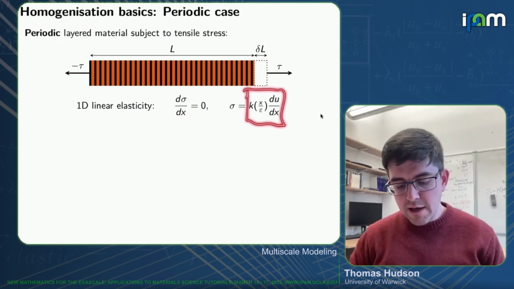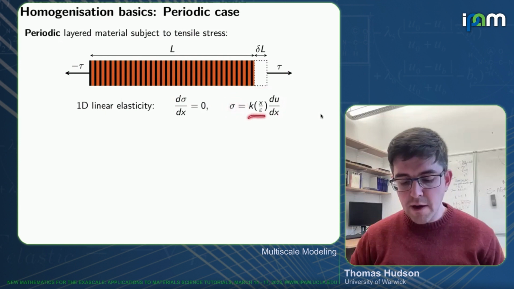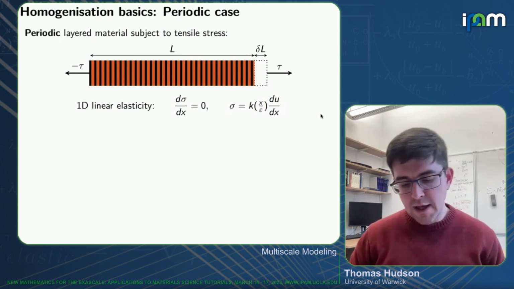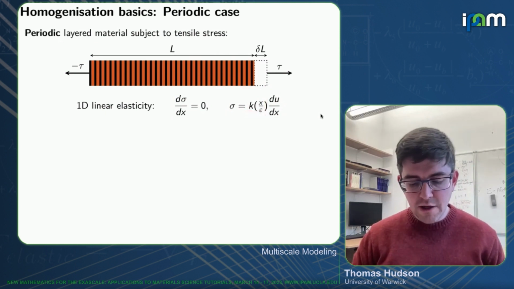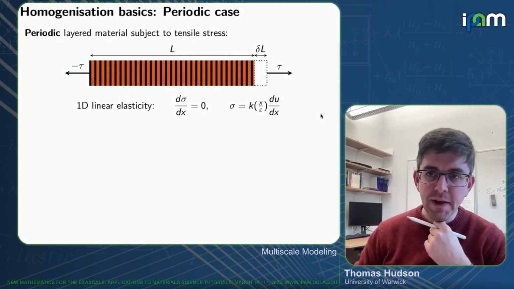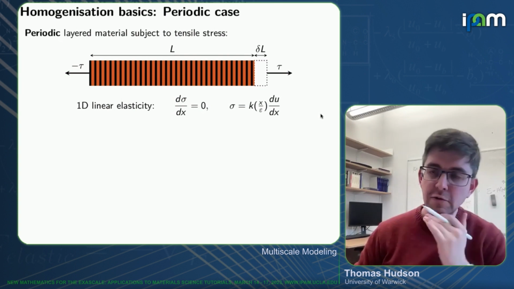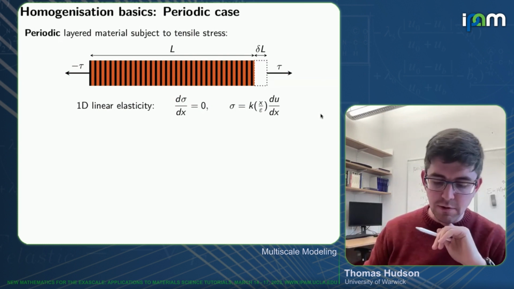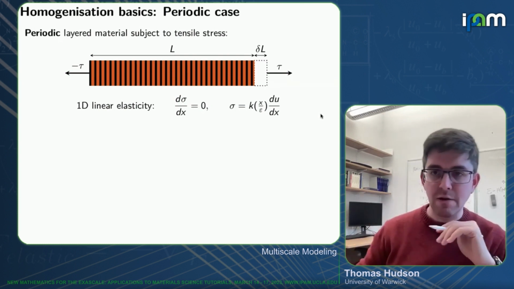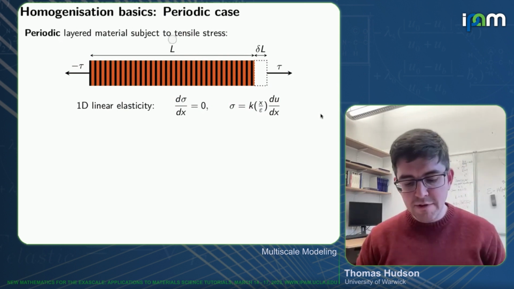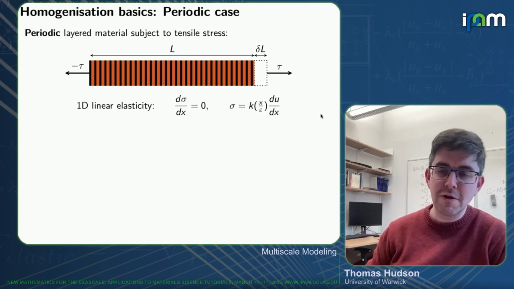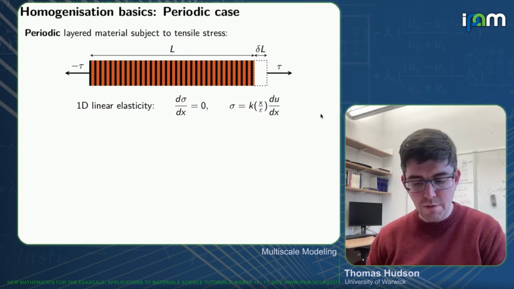And if I have a linear elastic law, then the stress is given by some elastic coefficient times the strain, du by dx. Here, what I'm going to assume is that this elastic coefficient is oscillating on a scale of order epsilon. In this layered material, I have two different materials sandwiched together. So the periodicity is on the order of epsilon, whereas I have some L, the original length of my rod that I'm stretching, which is much larger than epsilon.